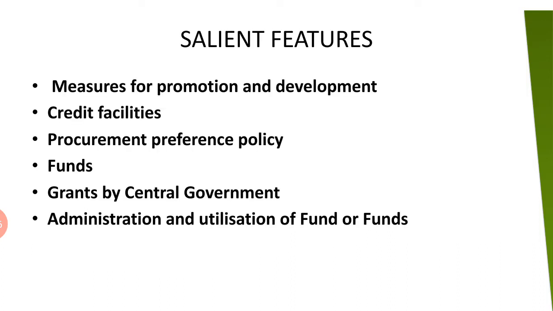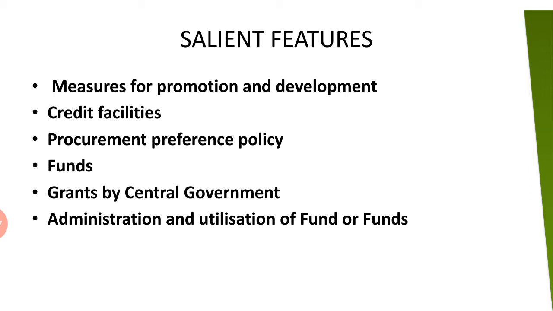The salient features of the MSME Act mainly include the important measures for promotion and development of MSMEs, credit facilities for MSMEs, and procurement preference policy for MSMEs. What is procurement preference policy? In case of government procurement, when the government purchases any materials or items, they will give preference to MSMEs. They will first try to buy from MSMEs, and only after that will they make large scale purchases from outside. That is called the procurement preference policy.